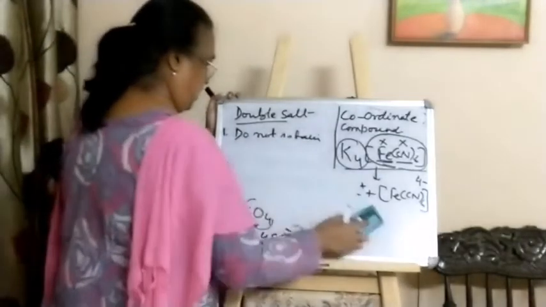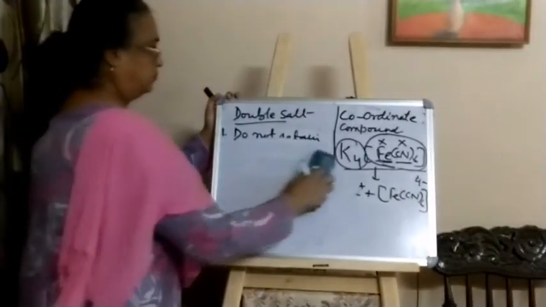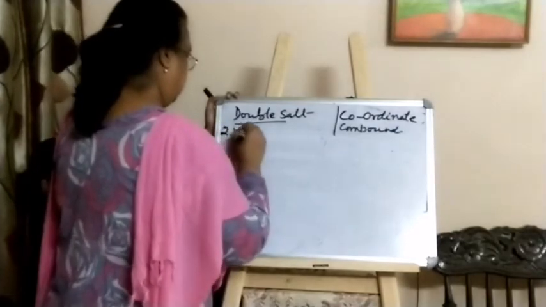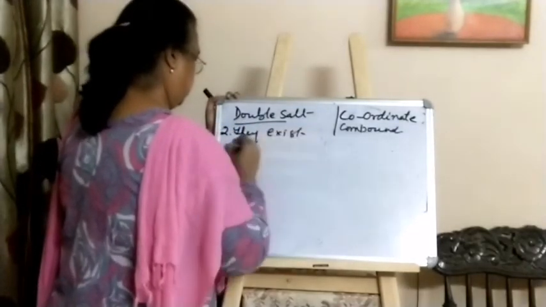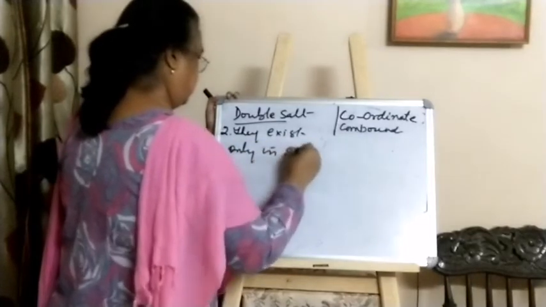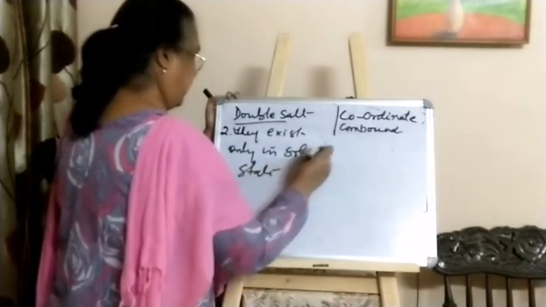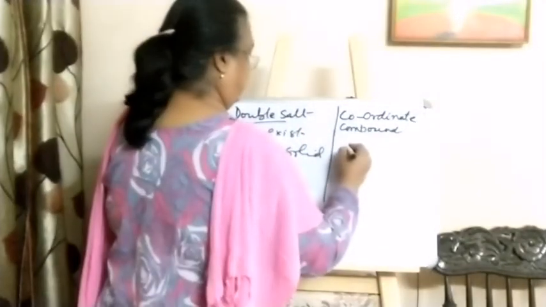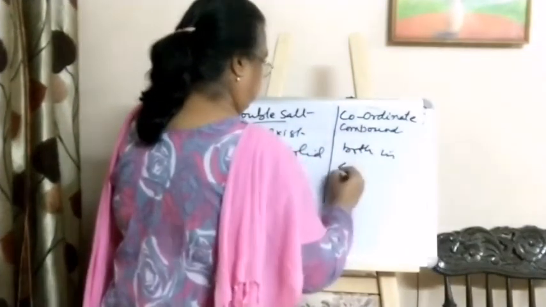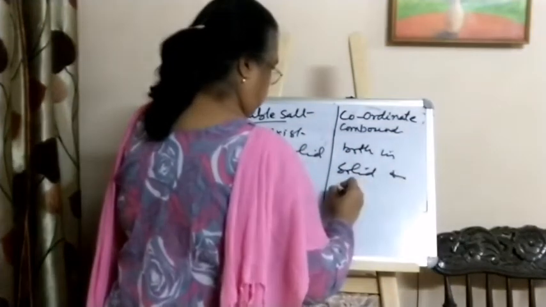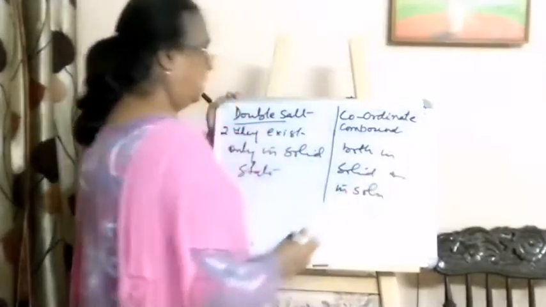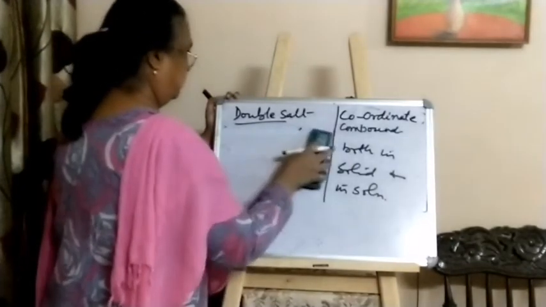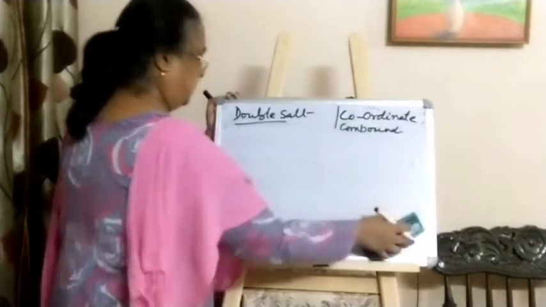So what is here? The second point you can remember: they exist only in solid state. In solid state they will have their double salt property, but they exist both in solid and in solution. They will retain their identity. They will not lose their identity. Double salt.